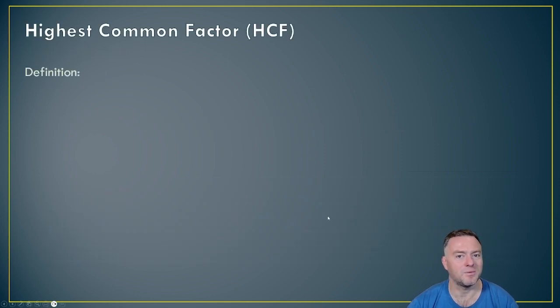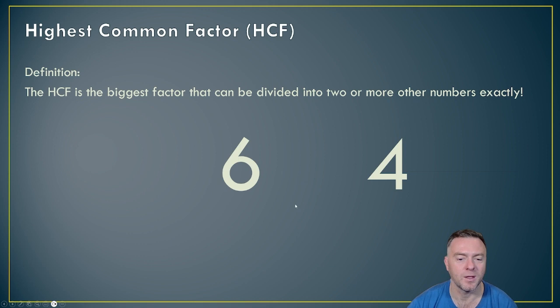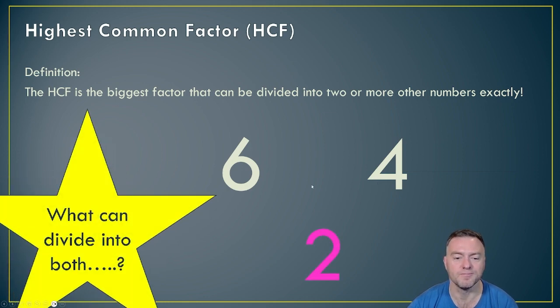So the highest common factor is the biggest factor that can be divided into 2 or more numbers exactly. So if you have the numbers 6 and 4, the highest common factor that can go into both of these numbers, or the biggest number that you can divide into them, is 2. So you can divide 6 by 2 and you can divide 4 by 2. You can't divide 6 by 4 and you can't divide 4 by 6. But if we think about it, we should be able to look at those two numbers and think, okay, what's the biggest thing that can go into both of them?